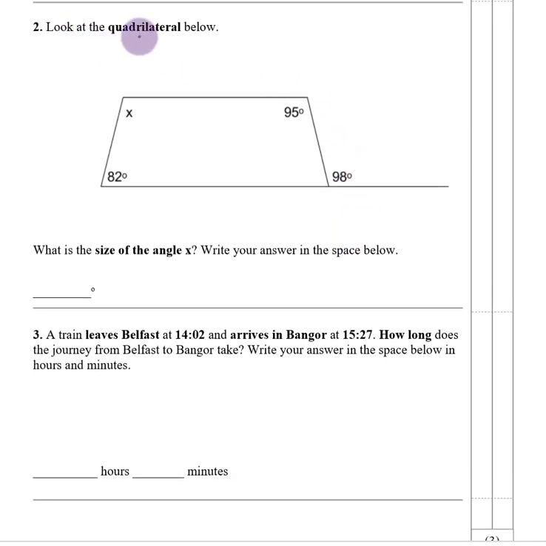Number 2, look at the quadrilateral below. What is the size of angle X? So we need to figure out what the size of this angle here is. So quadrilateral is just a fancy word for four-sided shape. And what we first need to do is figure out what this angle is, because inside a quadrilateral, the four angles add up to 360 degrees always. But we need to figure out this.